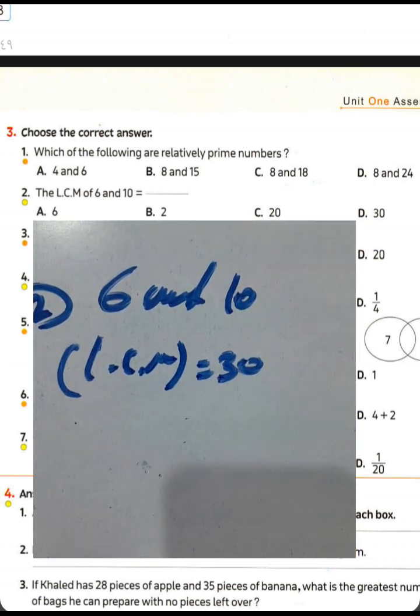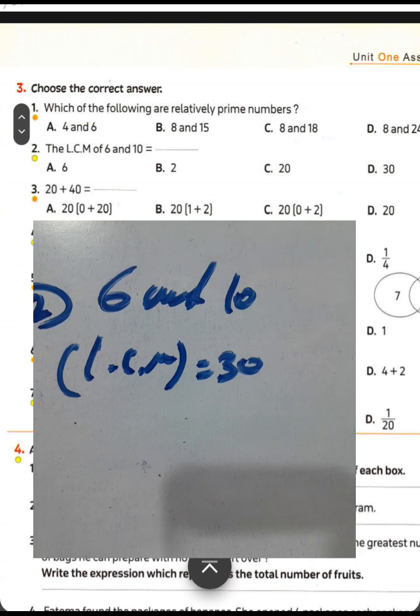30. Why? Because 10 can be divided by 6. 10 plus 10 equal 20. 20 can be divided by 6. And then add 10 again. 20 plus 10 equals 30. 30 can be divided by 6. Then the least common multiple between 6 and 10 will be 30. Choose letter D. Okay?